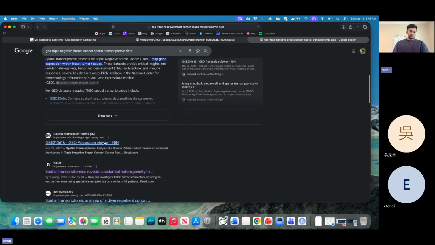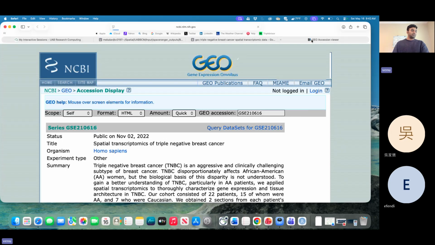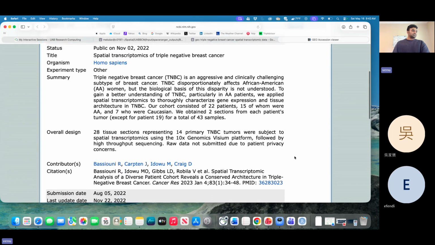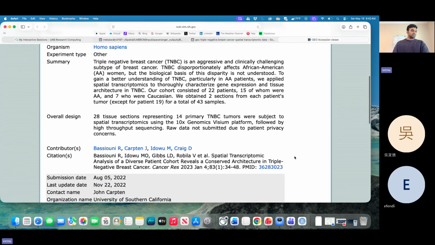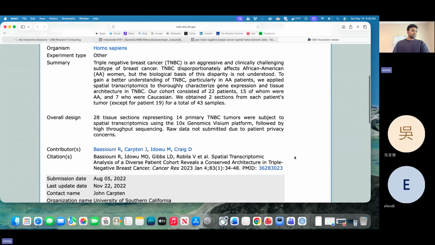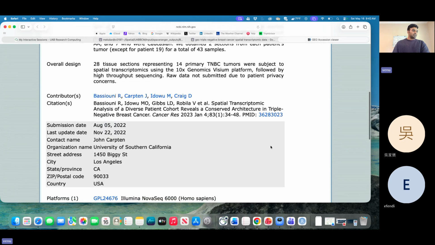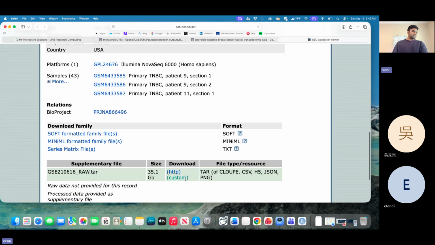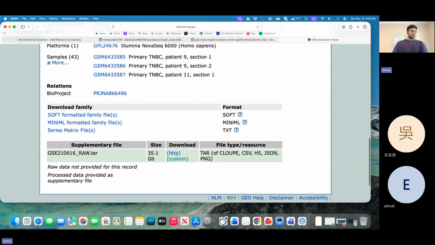So they have some here. There are many data sets. Triple negative breast cancer, African American women. I think this is the Copton one, which I am currently using. They have a tar file, and within this they have all the information. This is 35.1 gigabytes.